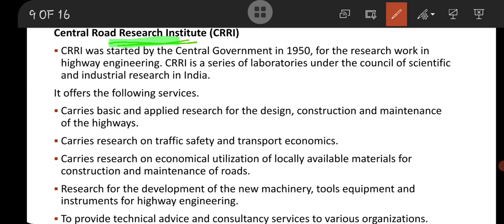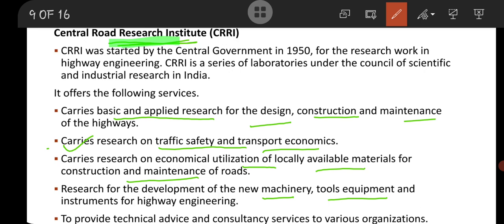So what are the basic functions, or what are the services offered by the CRRI? CRRI carries basic and applied research for the design, construction and maintenance. How we can conveniently design a road and maintain that road, that will be provided by CRRI. It carries research on traffic safety and transport economics. So it will provide us the safety about traffic, how the traffic can move with that speed limit, how we can maintain that speed limit for the road. Then it carries research on economical utilization of locally available material for the construction and maintenance of road, as already discussed. Then research for the development of new machinery, tools, equipment, instruments for highway engineering. It provides technical advice and consultancy service to various organizations like NHAI.